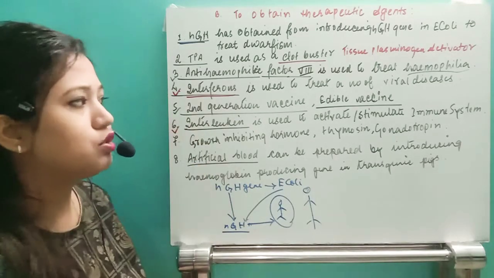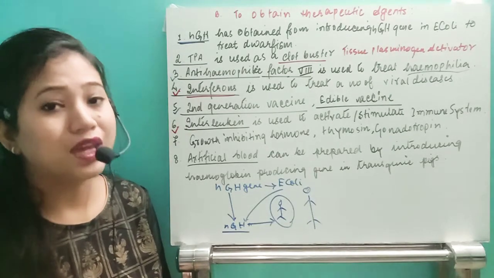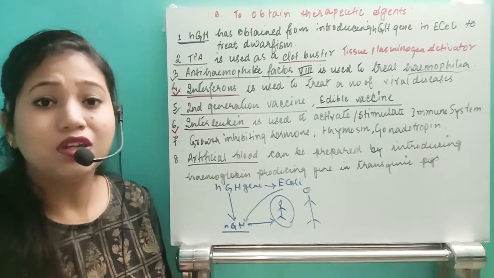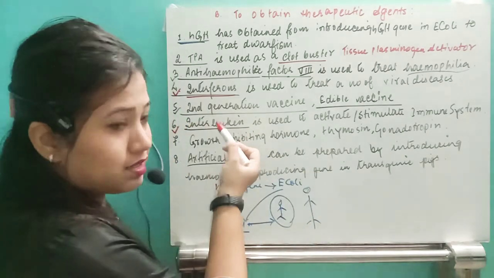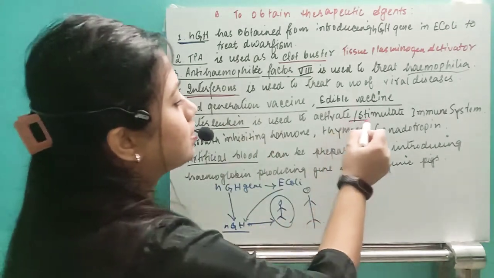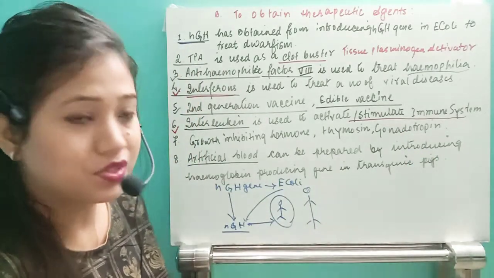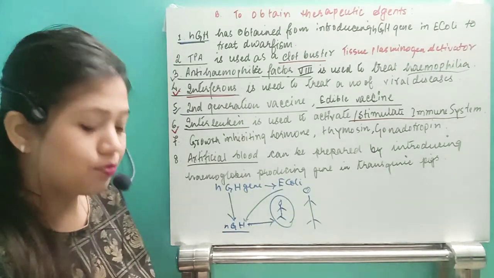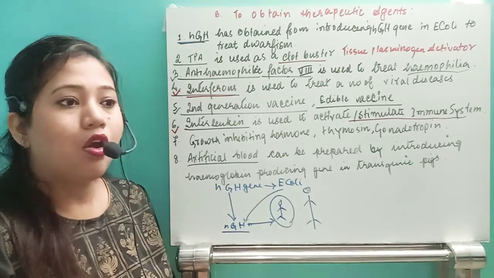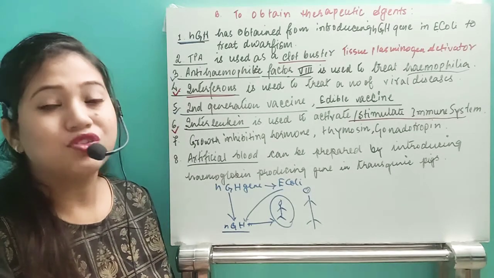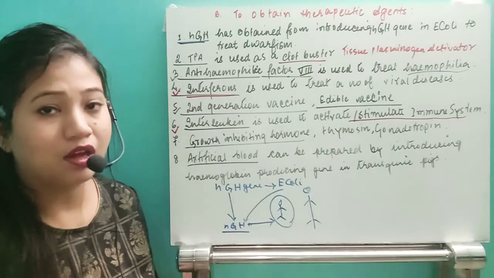Next one, the next example is interleukin. Interleukin is used to stimulate the immune system. If that individual has a weak immune system, or if that individual needs to activate the immune system, then interleukin, which is produced by biotechnology, is used to activate or to stimulate the immune system. Next one, suppose that individual is suffering from any type of hormonal deficiency, or suppose from gigantism, then that individual can have growth inhibiting hormone.